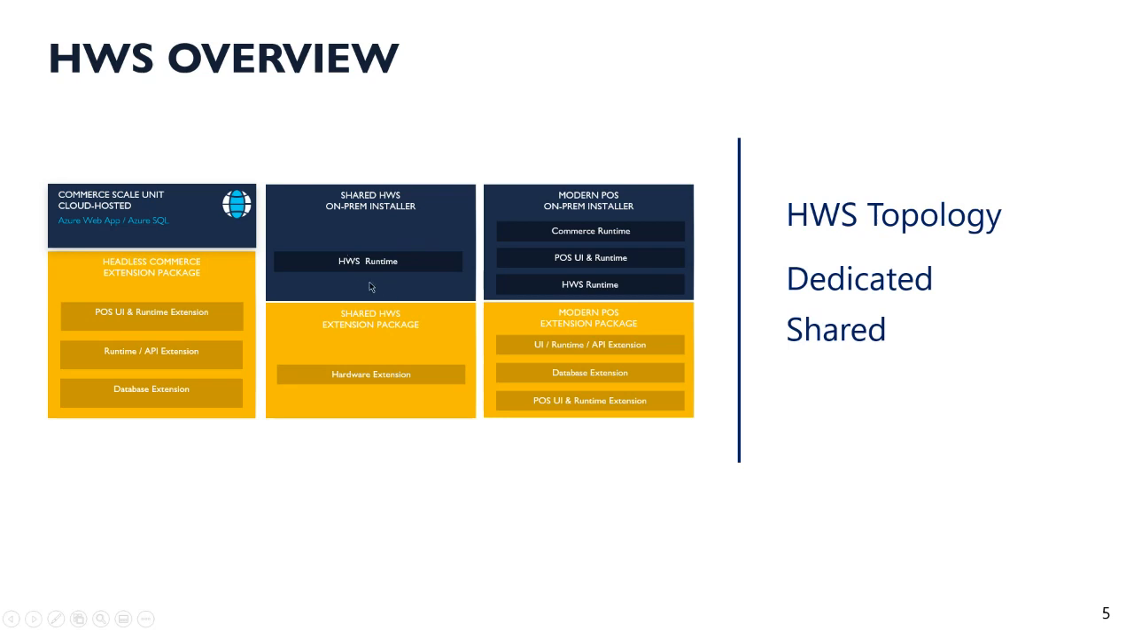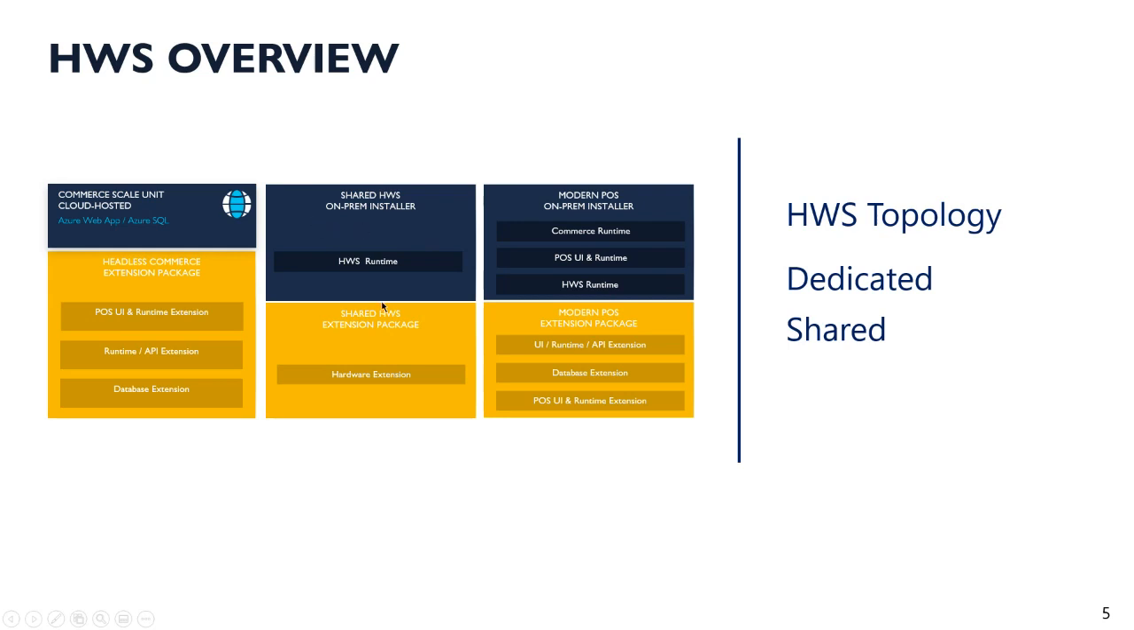And then from the cloud point of sale, you can connect to this shared hardware station installer, and then you can communicate with the peripheral. So basically, from cloud point of sale, you'll call the shared hardware station, then the shared hardware station will connect to the device. Even modern POS can either use the dedicated, or it can also connect to the shared hardware station.